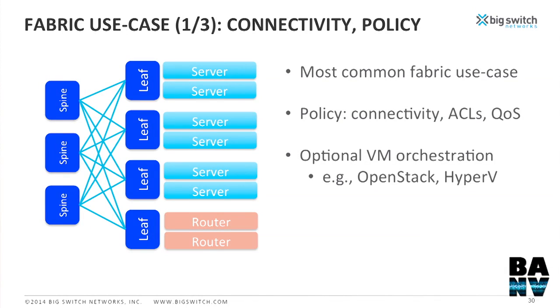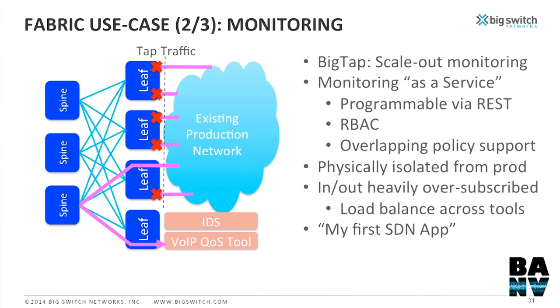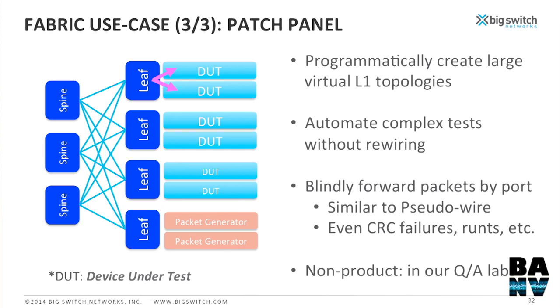What do I want to hit in the remaining time that we have? So fabrics are really useful. You can use them for connectivity. So basically this is product number one, this is product number two if you want to do tapping. We actually have this internal, I don't want to call it a product, it's more of an internal dev test thing where we've turned fabrics into a patch panel.